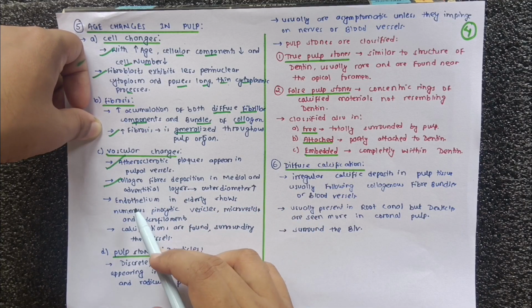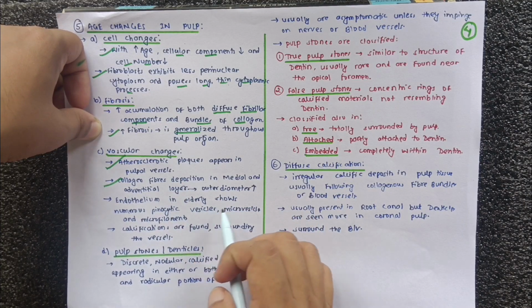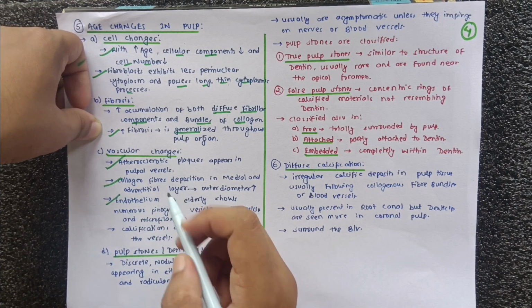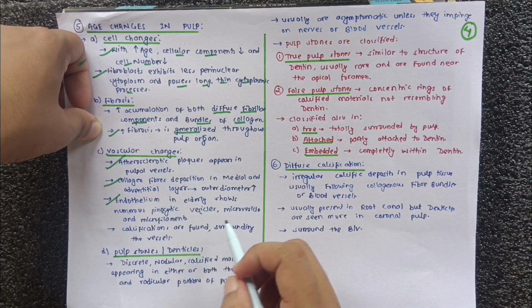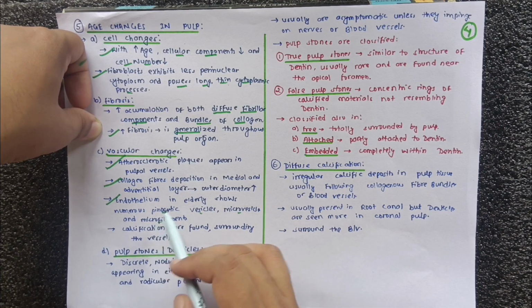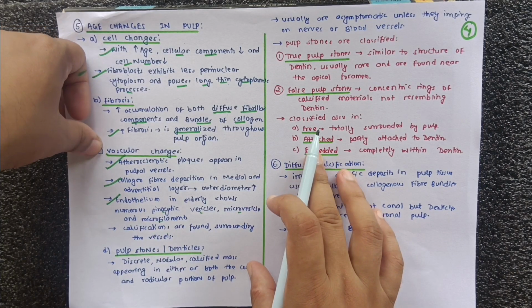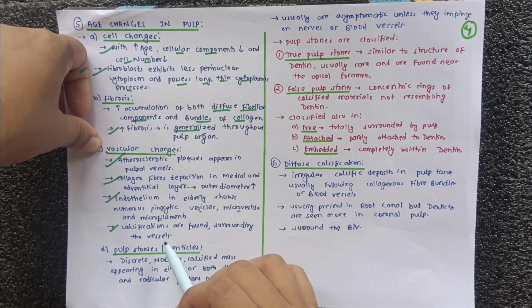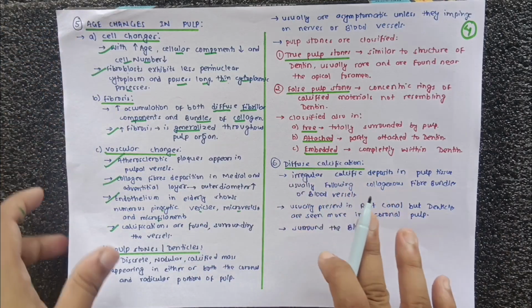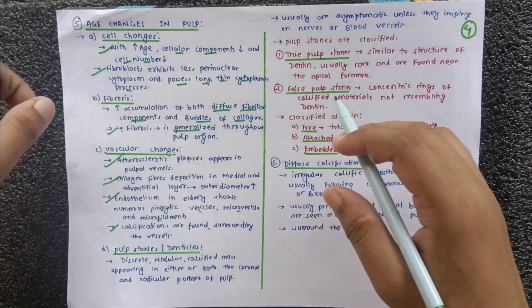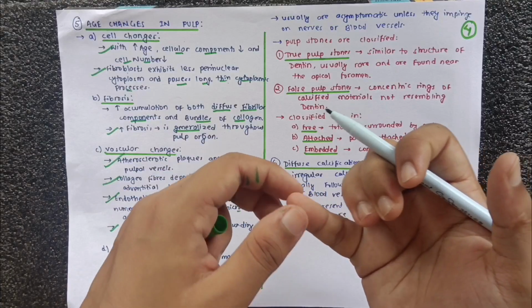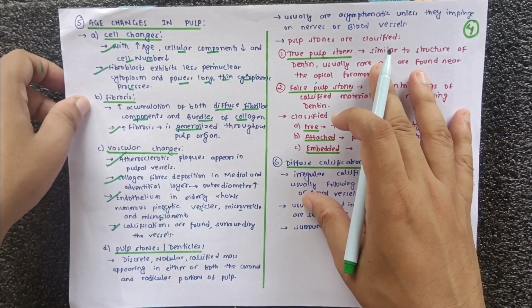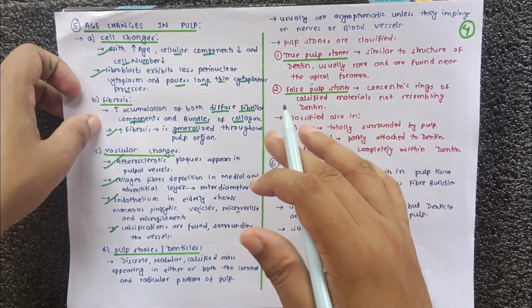In the next point, the endothelium in the elderly shows numerous pinocytic vesicles, microvesicles, and microfilaments. Another point: calcifications are found surrounding the vessels. So in the vascular changes, just remember atherosclerotic plaques, calcification, and collagen fiber deposition on the walls of the pulpal blood vessels.